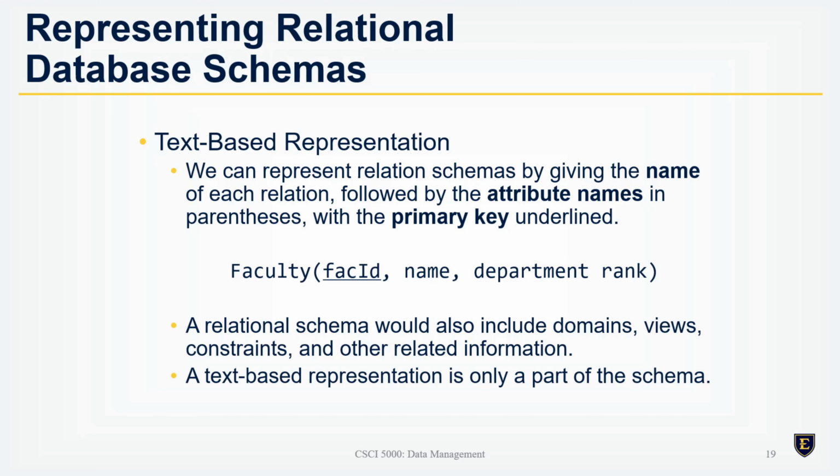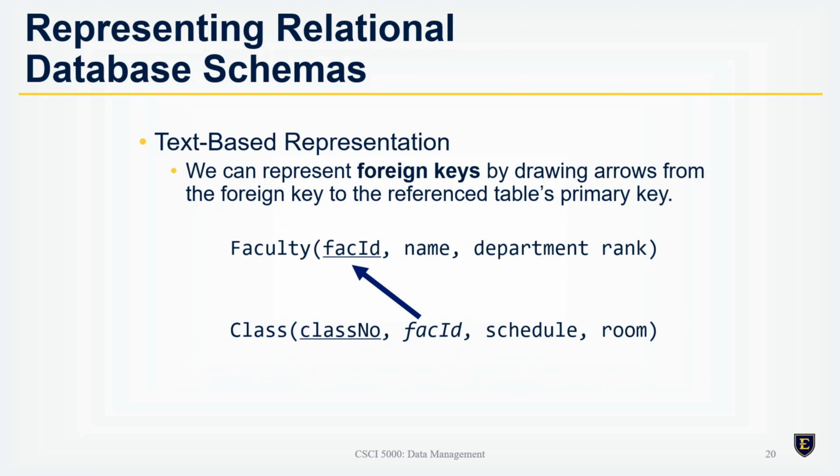So a relational schema would also include domains, views, constraints, and other related information. So just a text-based representation of the tables that we have in the schema is only part of the schema itself. We can represent foreign keys by drawing arrows from the foreign key to the reference table's primary key.